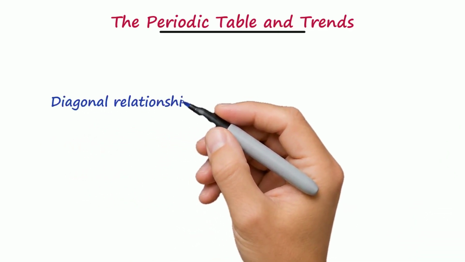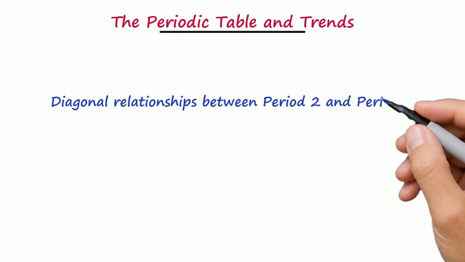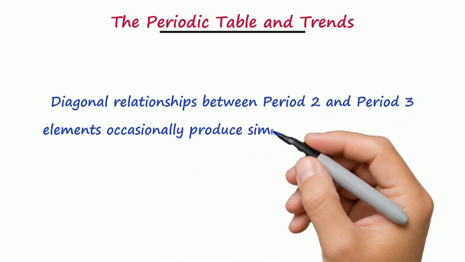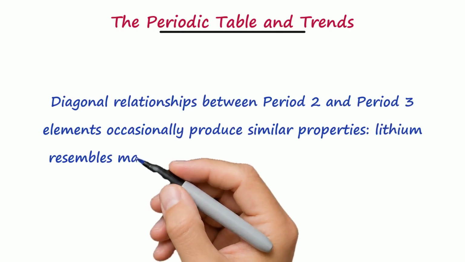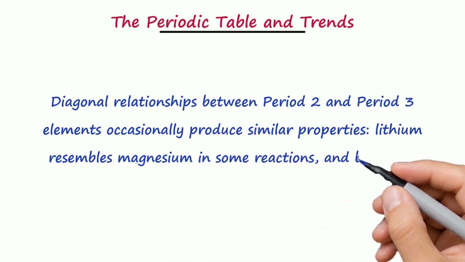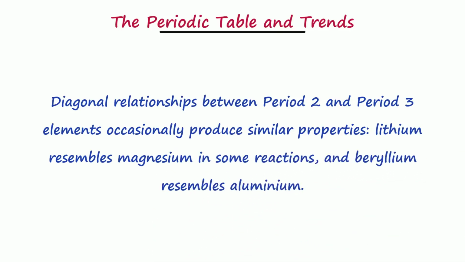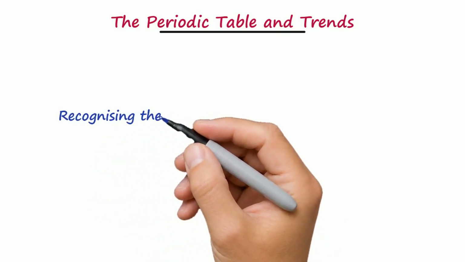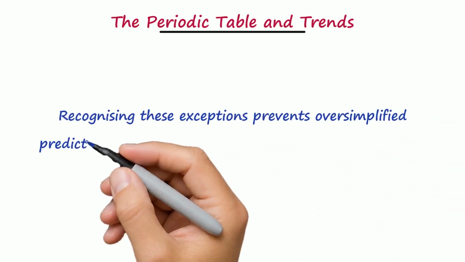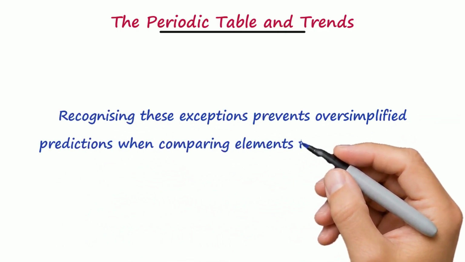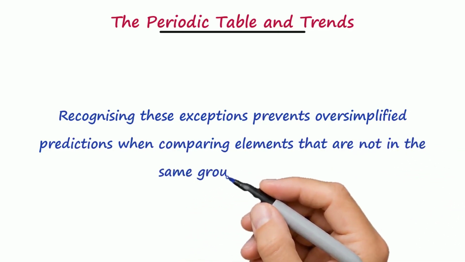Diagonal relationships between period 2 and period 3 elements occasionally produce similar properties. Lithium resembles magnesium in some reactions, and beryllium resembles aluminium. Recognizing these exceptions prevents oversimplified predictions when comparing elements that are not in the same group or period.